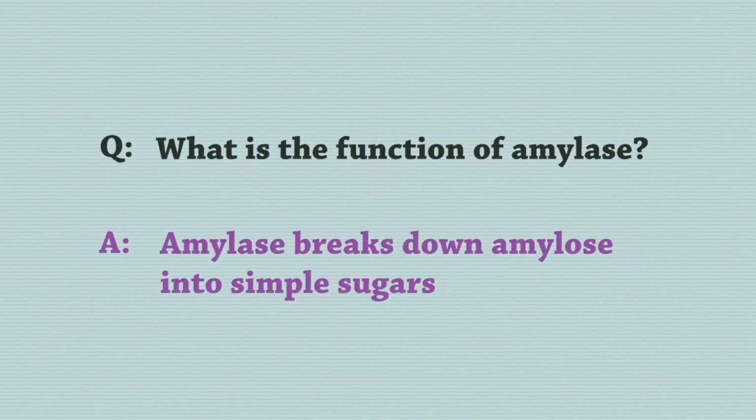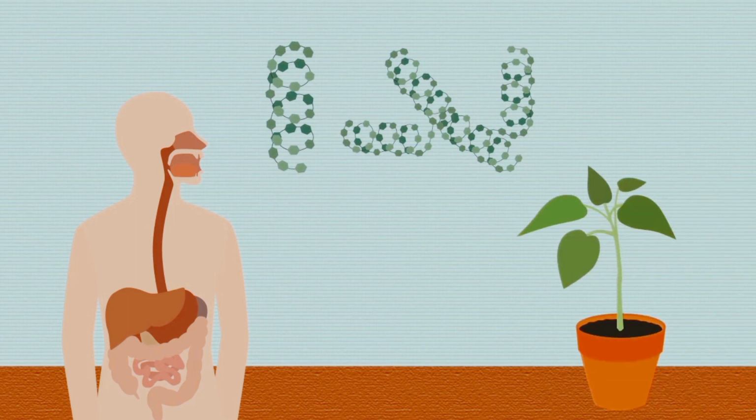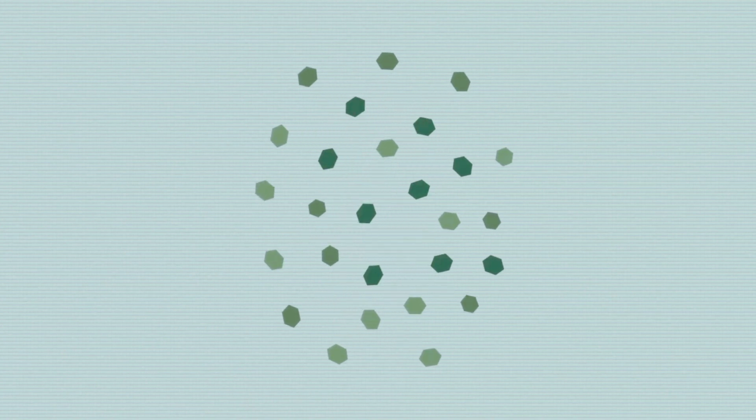The answer is amylase breaks down amylose into simple sugars. Now, we don't actually store glucose as amylose or amylopectin. This is how plants store glucose. The starchy foods that we consume are broken down into individual glucose subunits. Think of it as removing beads from the necklace.